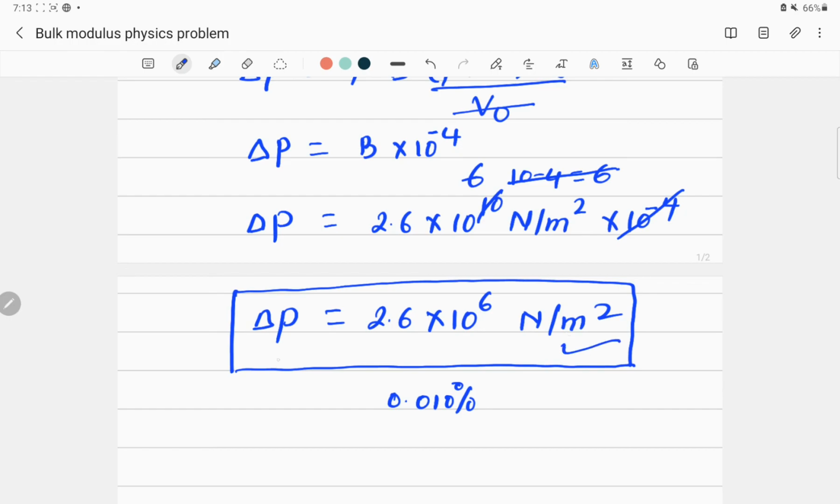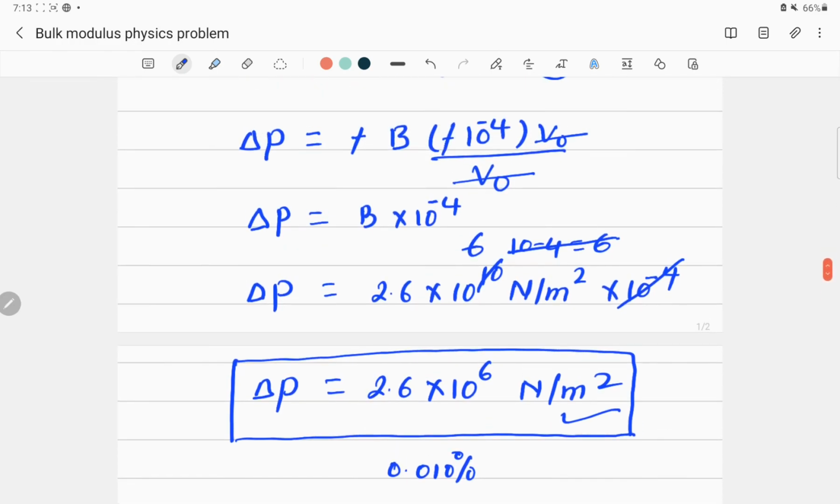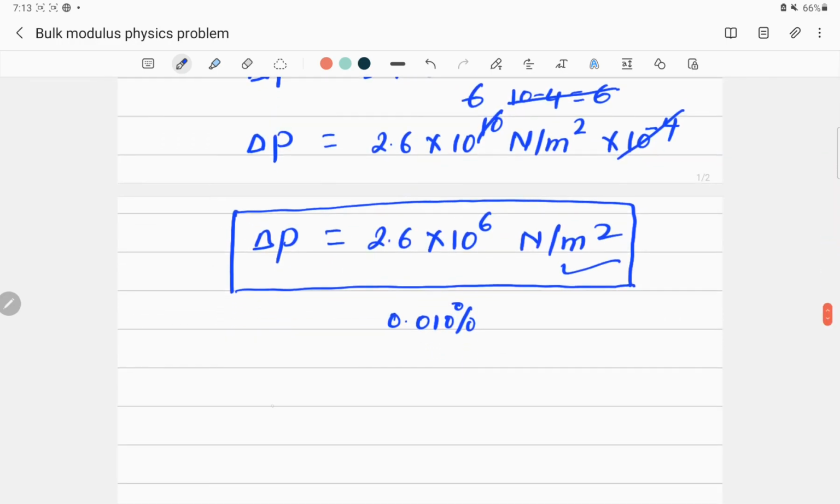The unit of pressure is newton per meter square, because pressure is force per unit area. At the bottom in the formula we have ΔV by V naught. This is actually the volumetric strain, because the change in volume and the original volume are both measured in meter cube, so they cancel. So the unit of pressure is just newton per meter square. Okay.